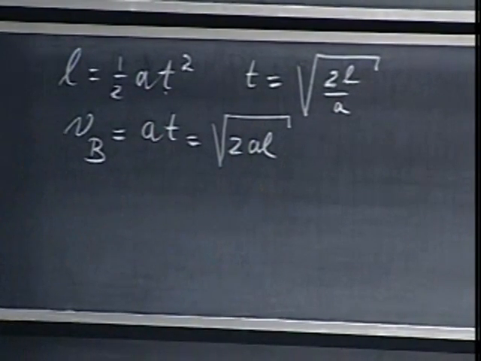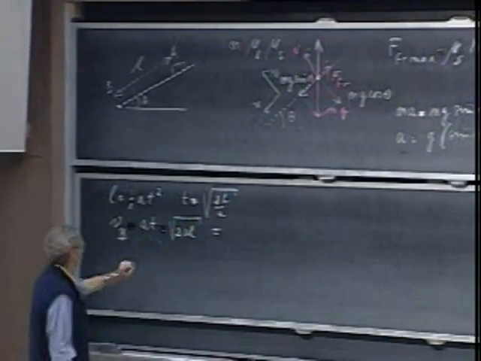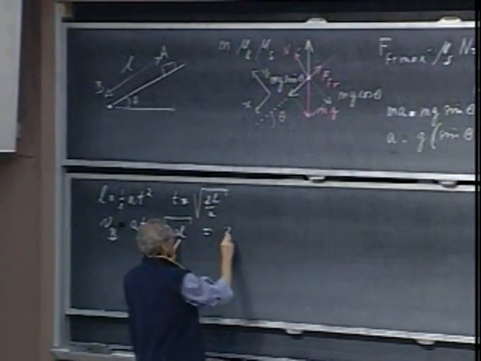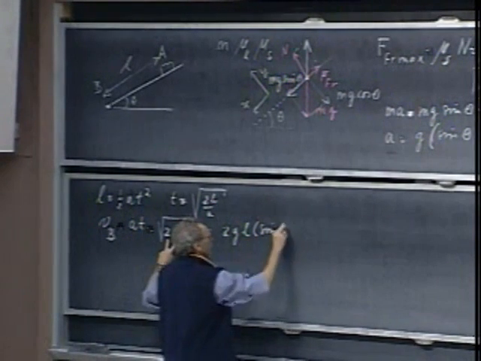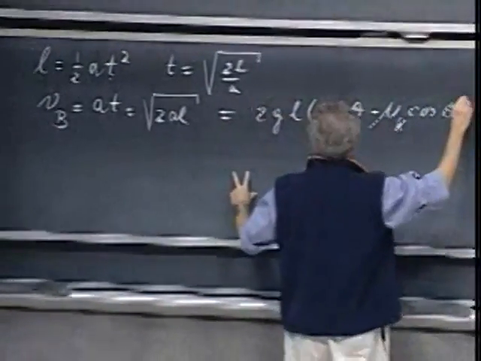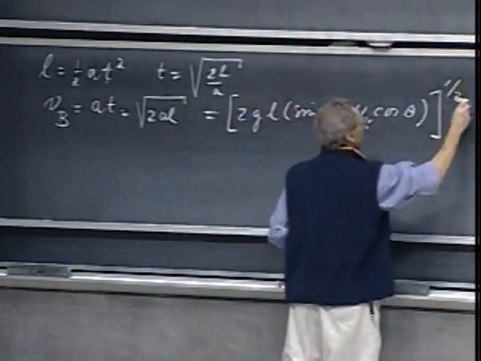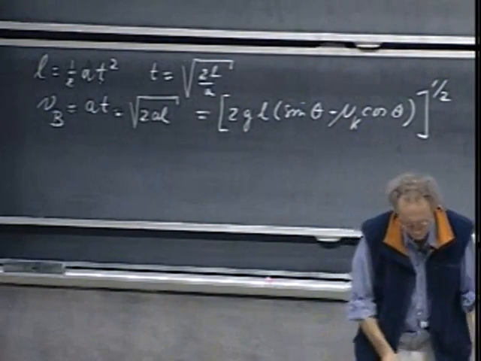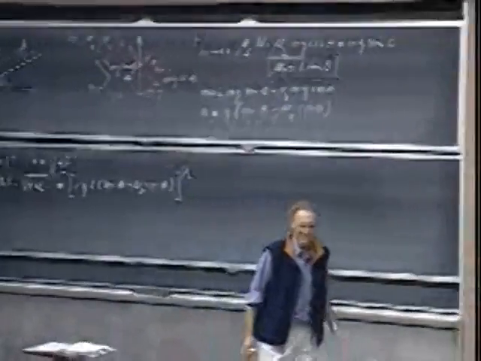And so that would become, if we multiply this by a, the square root of 2aL. And if you want to see that in all glorious detail, then of course you have to take that a and multiply it by 2L and take the square root. So we get 2gL times the sine of theta minus mu k times the cosine of theta, and the whole thing to the power 1/2. That is the speed at point B. I, however, would not do it that way. I don't find it very elegant.